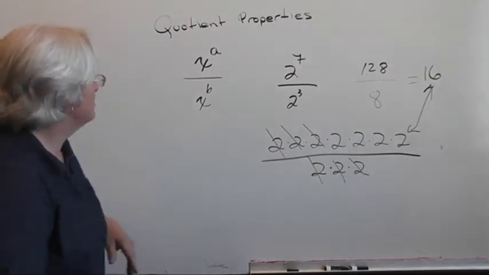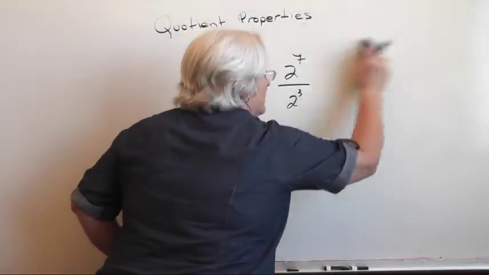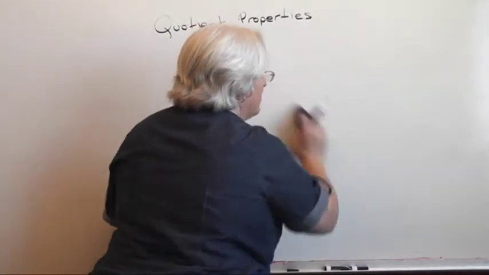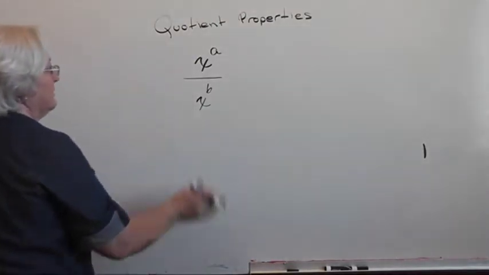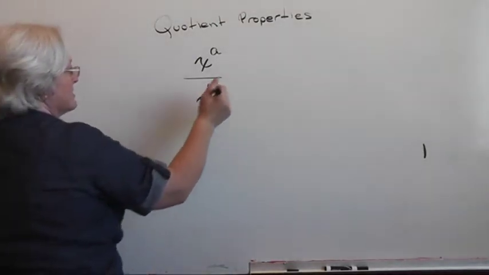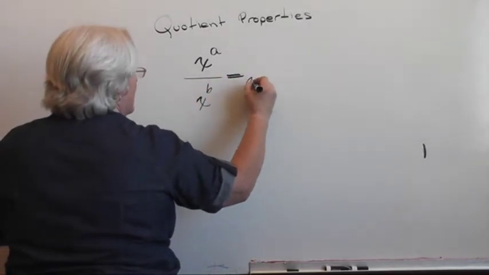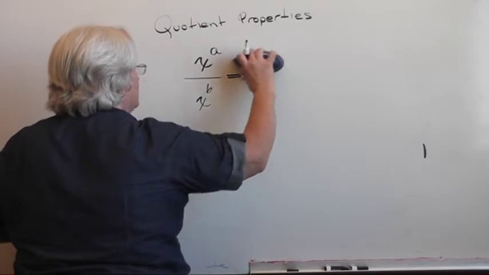So that's what our quotient rule tells us for when we're dealing with the quotient of exponentials. If you have a rational expression, x to the a divided by x to the b, that's x to the a minus b.